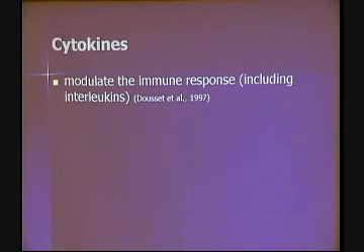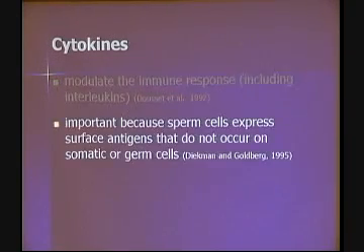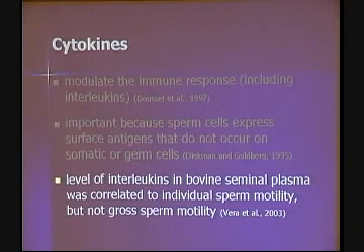Cytokines and interleukins modulate immune responses. Why would immune response be important? Sperm cells have antigens on their surface that aren't present in the female reproductive tract. So when semen is deposited in the female reproductive tract, it causes an immune response which can decrease fertility.